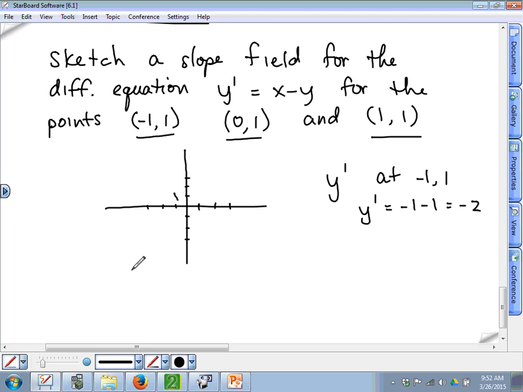You guys follow? Now do the same thing. Let's do y prime at the point 0 comma 1. That means y prime is equal to 0 minus 1, which equals negative 1. So at 0 comma 1, it's still a negative slope, but it's just not quite so steep as the one. You following? Yeah. So it's just a little line segment that has less of a steep negative slope, maybe something like that.